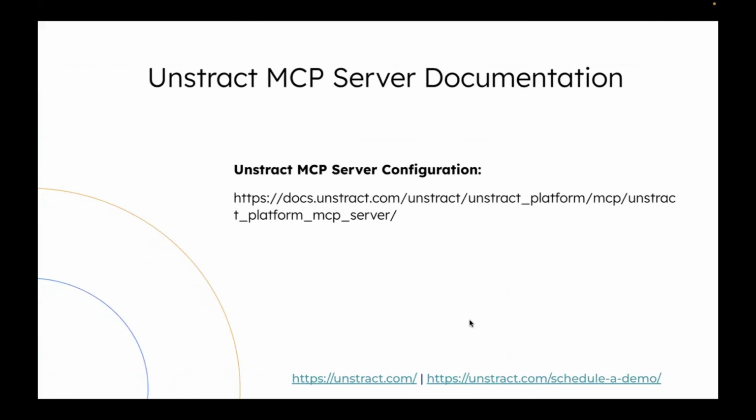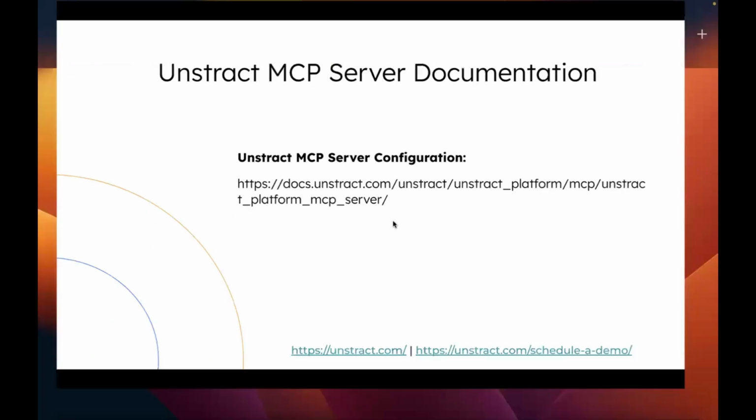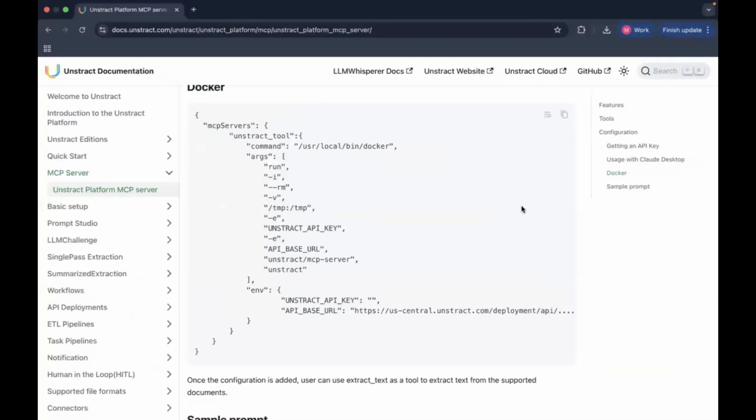To configure the Unstract MCP server, you can access our detailed documentation guide. Now, the Unstract MCP server runs inside a Docker container. So any local file system paths must be mounted into Docker for the server to access them. And you have the code given over here. You'll have to enter the Unstract API key for the relevant Prompt Studio project that you're looking to deploy, as well as the URL endpoint.